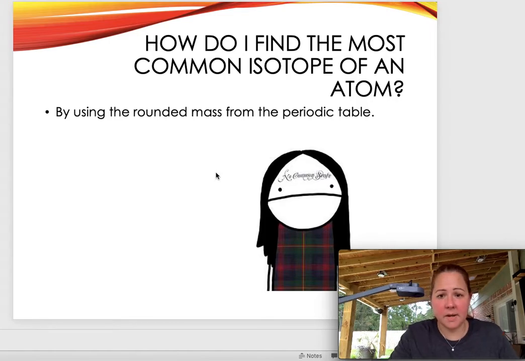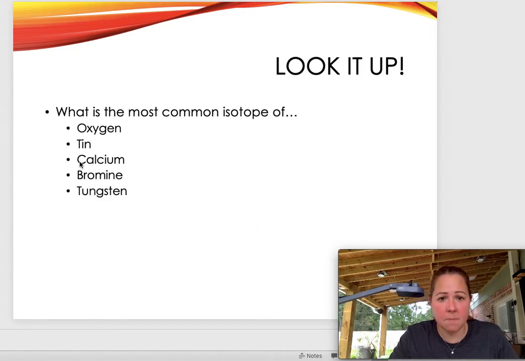On the next slide, I have examples. We have oxygen, tin, calcium, bromine, and tungsten. To find the most common isotope, we look up the mass number on the periodic table and round it to a whole number. Then you give that mass number with the name of the isotope, just like we had in the last section. You can write the name or the symbol unless it specifies, and you give the mass number.